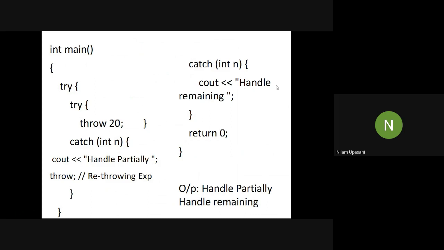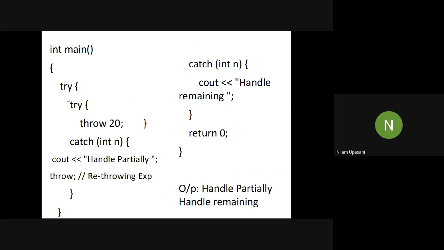Now it will display this message on the screen, handled remaining. So handled partially and handled remaining, this is how the message is going to be printed. After that, the control comes to the closing bracket of the catch, and whatever is written after that will get executed. As mentioned here, handled partially means some issues related to this exception are handled here, and some issues related to this exception are handled in the outer catch.